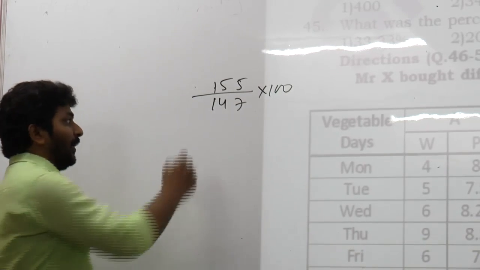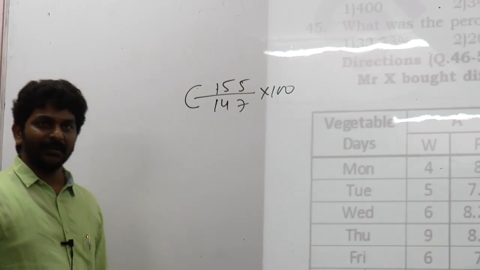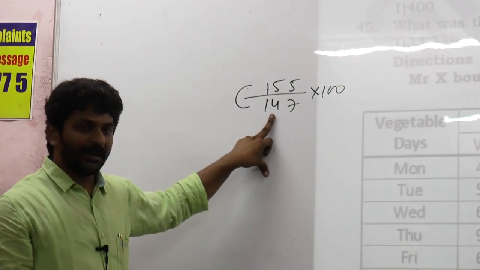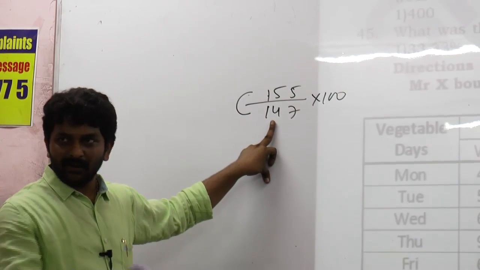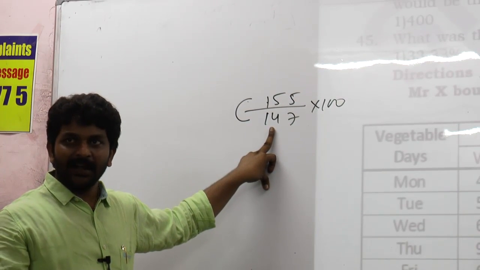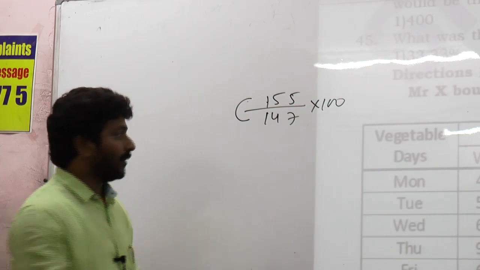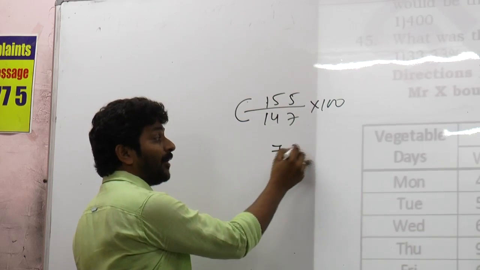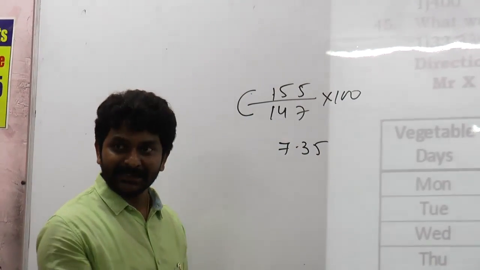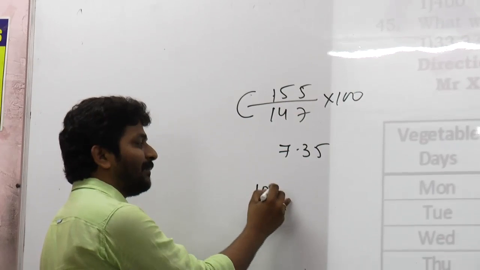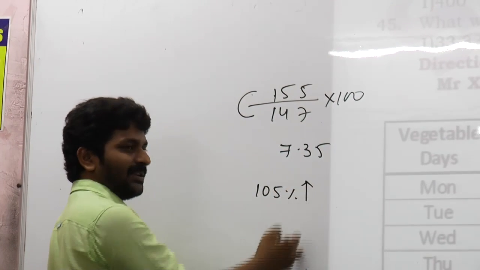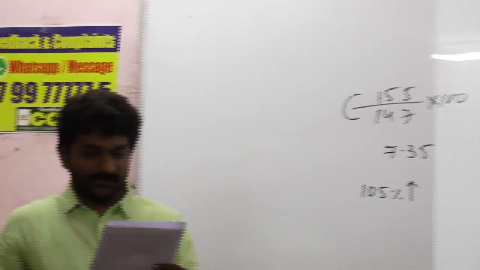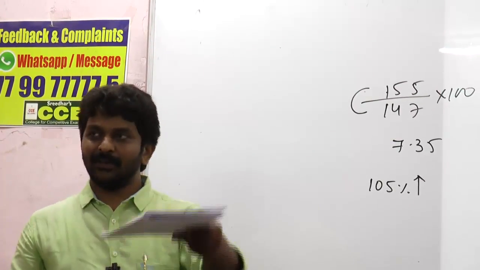What is the difference between numerator and denominator? How much is that? 8. What about 10% of the denominator? But you need to add only 8, right? So you cannot add even 10%. If 10% is 14.7, 5% would be 7.35, but you need to add 8. Hence the answer will be definitely more than 105%, but close to 105%. Approximately 105%.